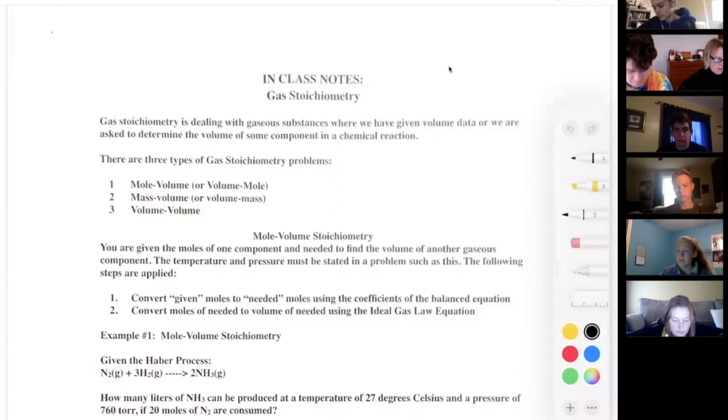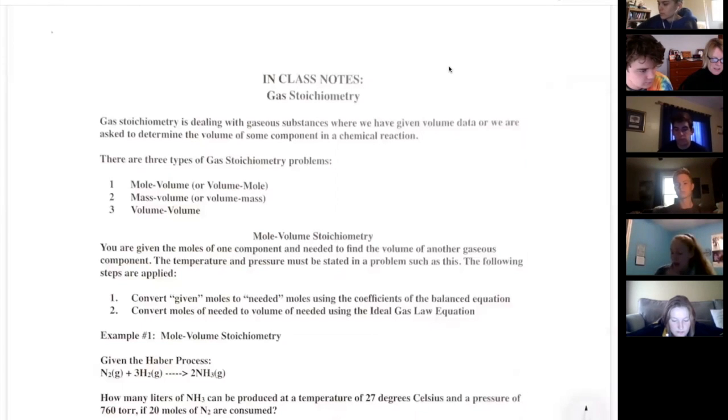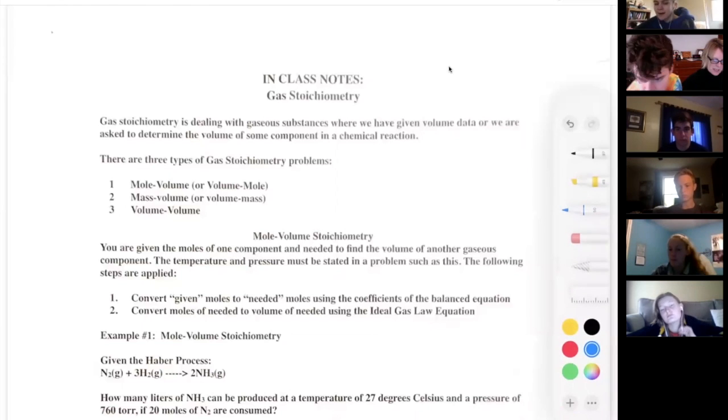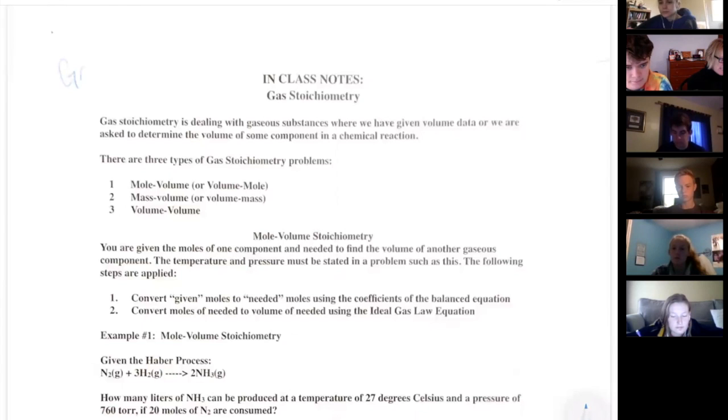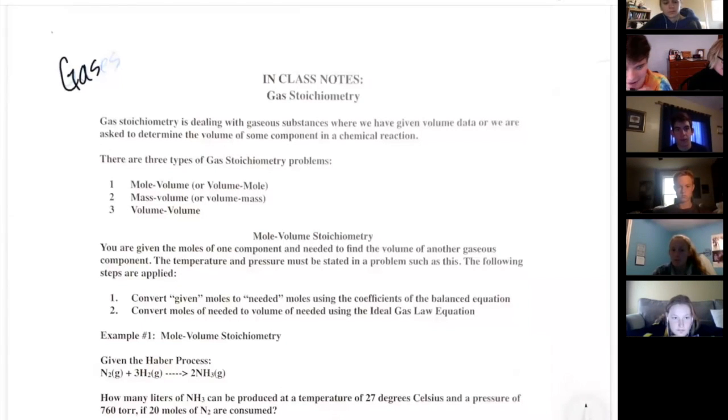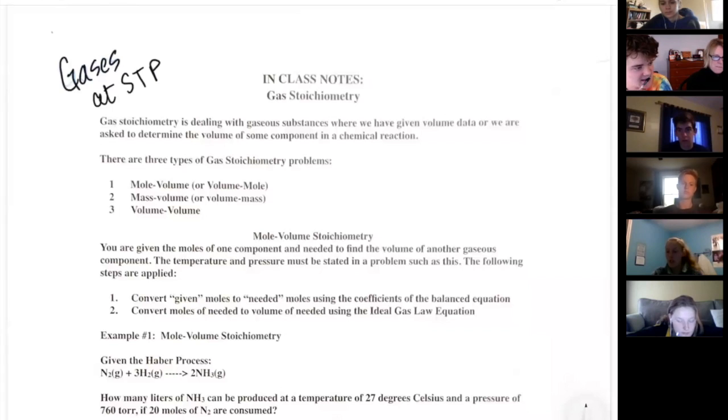So we're going to work through all three types of gas stoichiometry problems. Remember a couple of things about gas stoichiometry: gases at STP. What does STP mean? Unmute yourself and answer my question, please. Standard temperature and pressure.